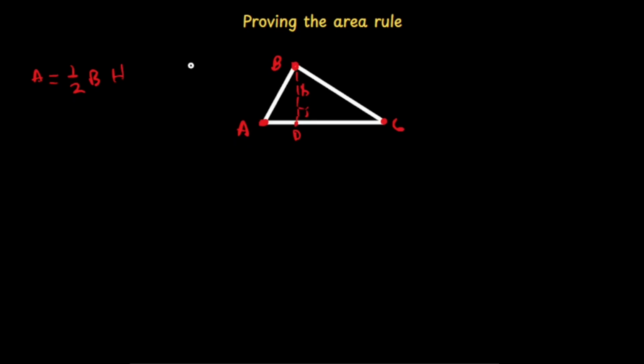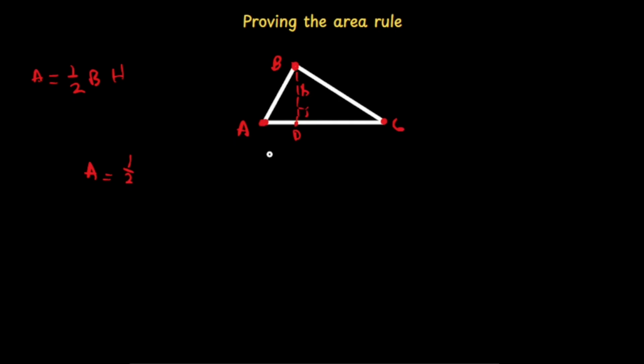Now, when it comes to proving the area rule, we're going to start off with the formula for area of a triangle. And that would be area is equal to half base. So let's look at what's the base in this triangle. The base of this triangle will be AC, because that's at the base. So we're going to start off with half AC.